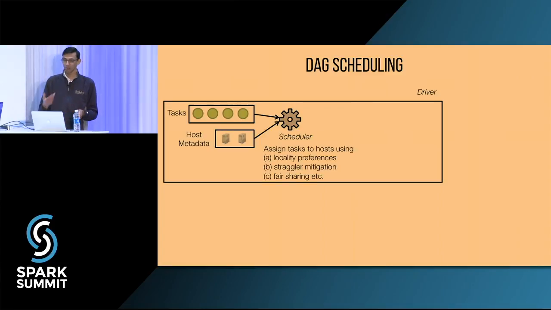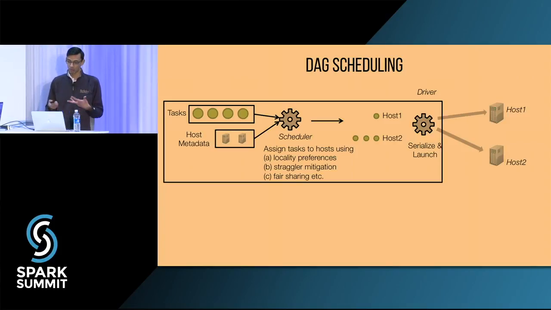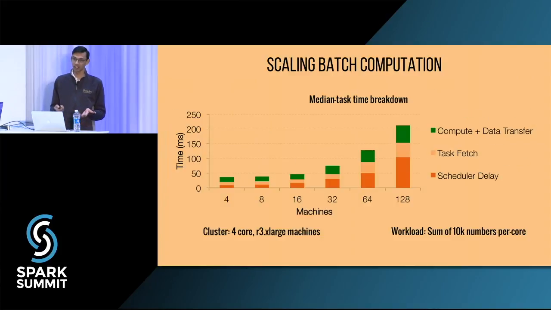Now, the scheduler runs a number of algorithms given these two data structures. These algorithms try to, for example, associate locality so that you read data from where your inputs are, or to share your cluster appropriately across a number of users. And the output of these algorithms is a mapping from the host name to a list of tasks that will run on that host name. Once we have this mapping, we can then serialize and launch these tasks to run on the appropriate machines out there.